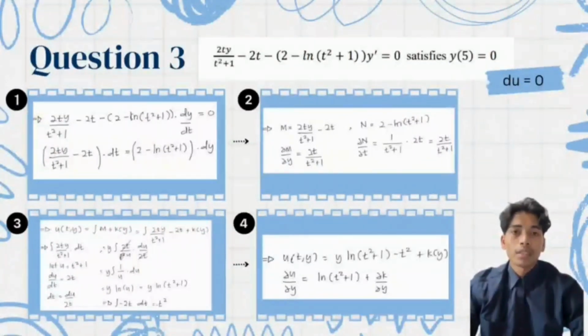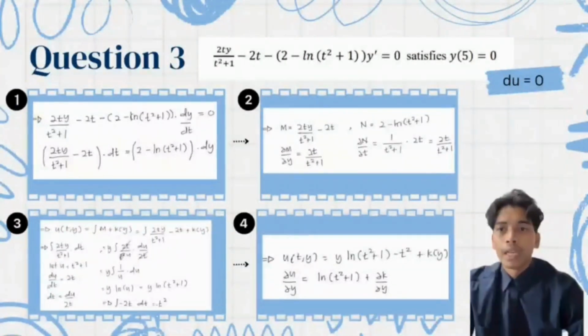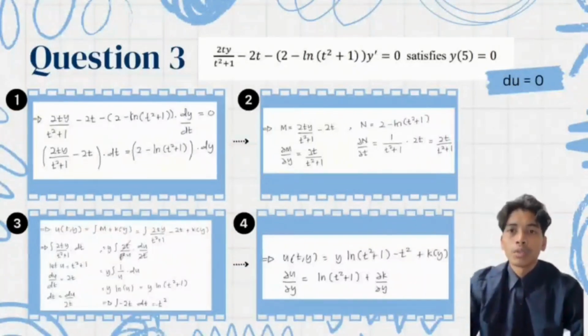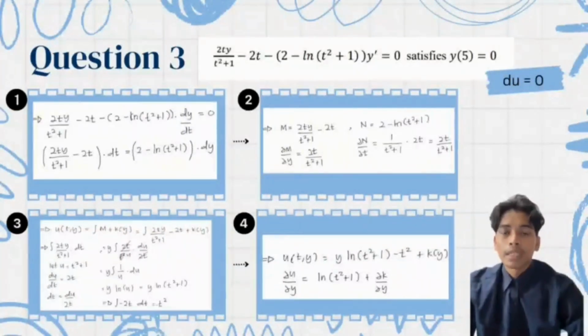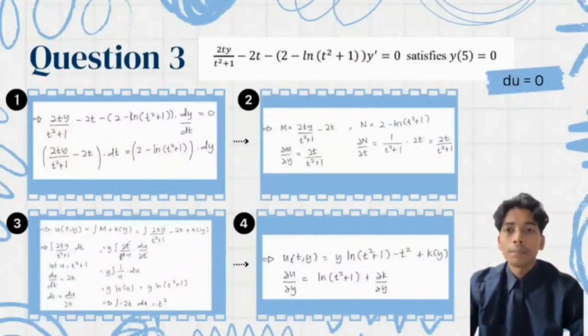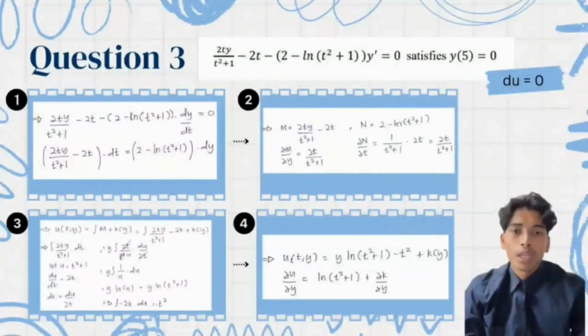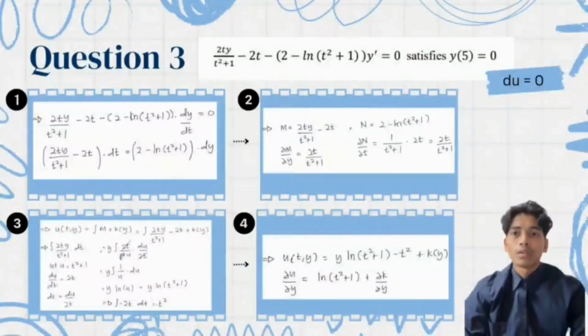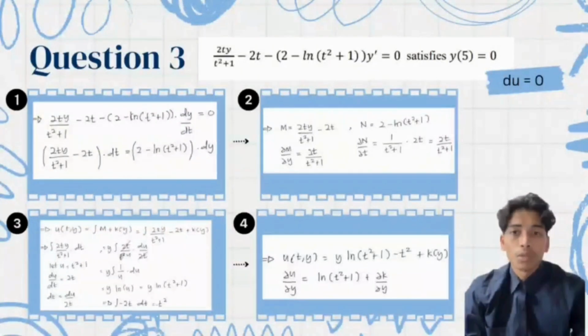So the next step is to test exactness of our m and n value by differentiating both values, and we will get the same value for m and n. So the next step, we will use the equation u equal to integration of m plus k(y). In order to integrate m, we let u equal to t square plus 1. So we will get dt equal to du over 2t. And then we will get our new equation, which is y integrate of 2t over u, du over 2t.